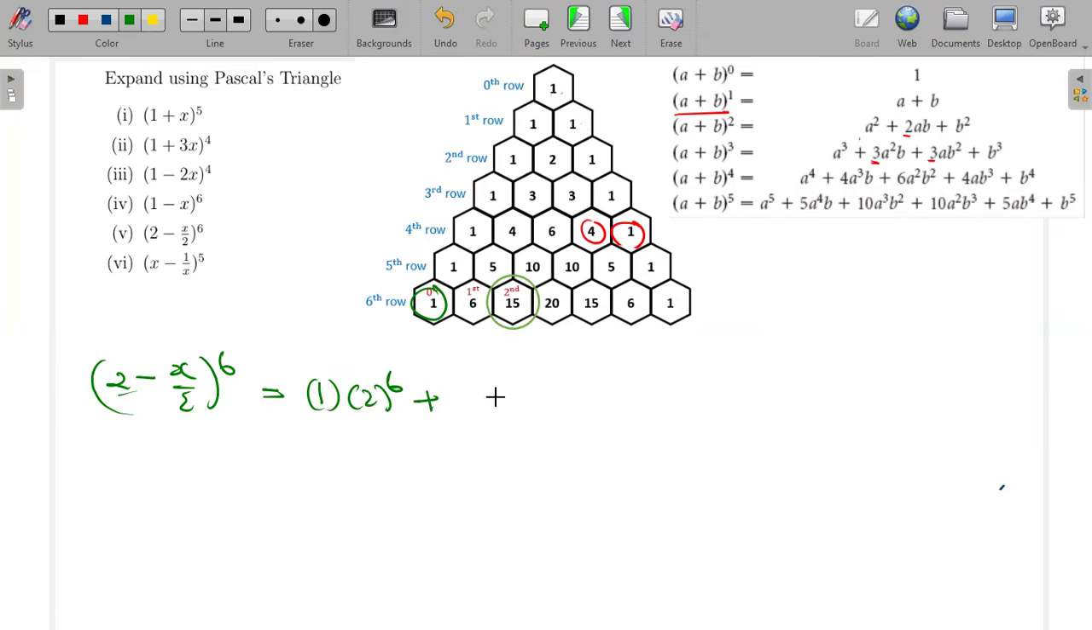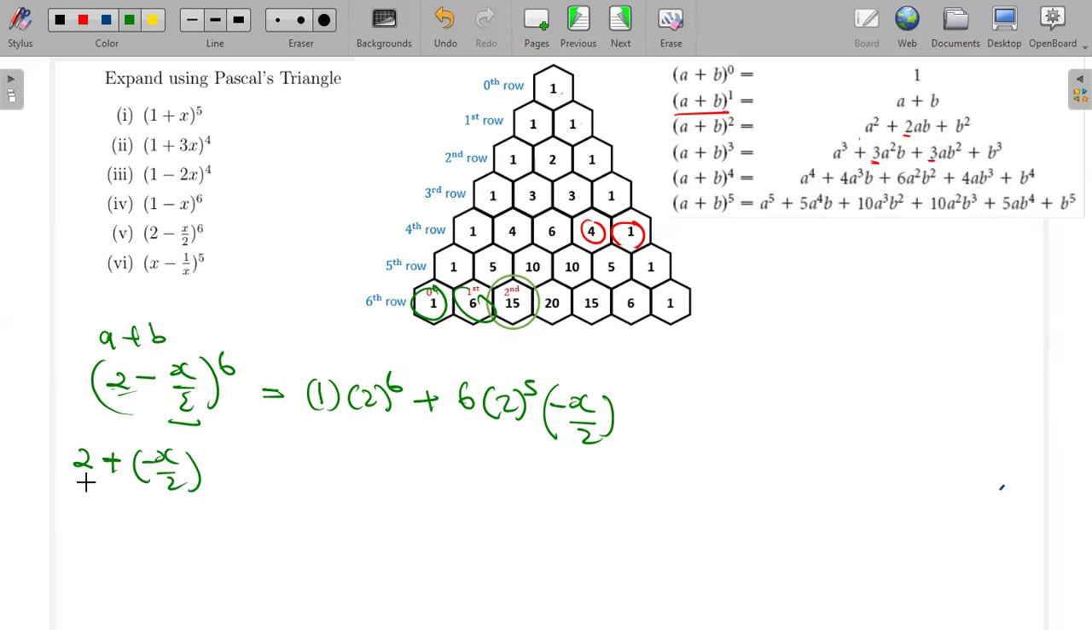And then plus, the next one you have the coefficient that is 6, and then 2. Now this 2, the power will reduce. So it reduces to 5. And then we increase the power on the other term. Remember, this is a plus b. So we're increasing now on b. And b is just negative x over 2. In case you're not seeing that it's 2, then we factor out that positive, and then negative x over 2.